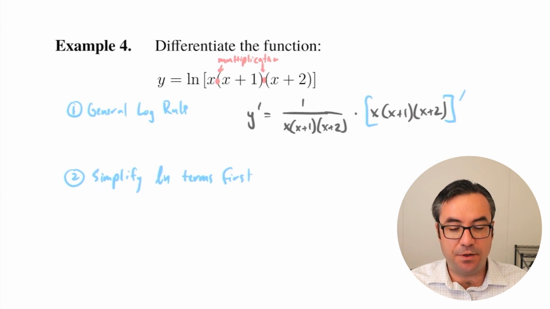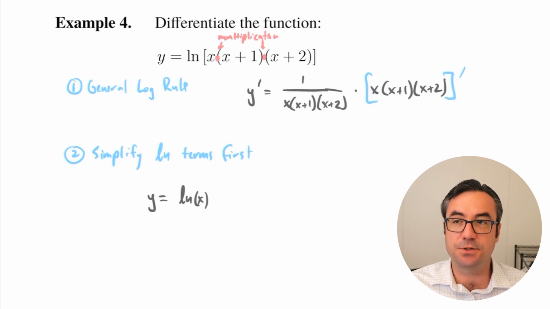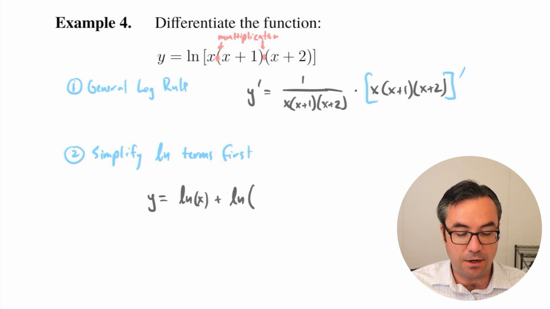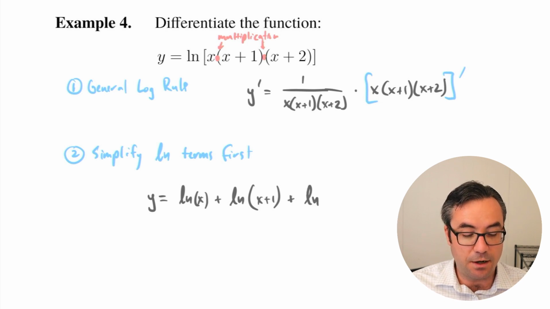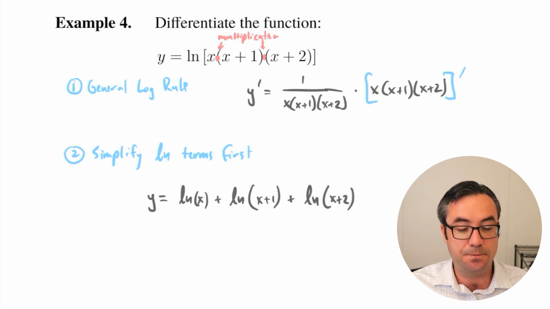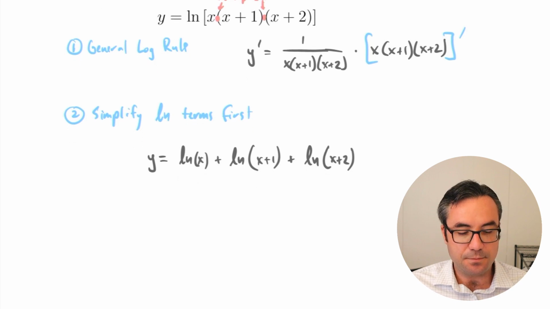And so what we end up with here is we can simplify this down. And we're going to split this up into 3 separate log terms. We're going to have natural log of the first one plus natural log of the second factor, so natural log of x plus 1, plus the natural log of the third factor, so x plus 2. And then from here, now differentiating is not too bad. So now we can differentiate.